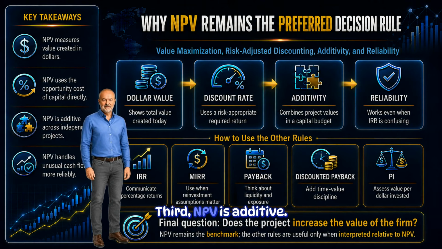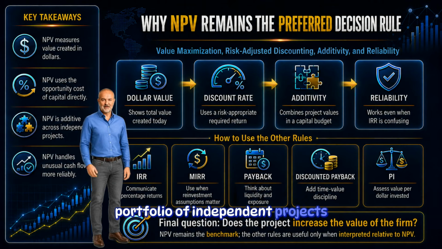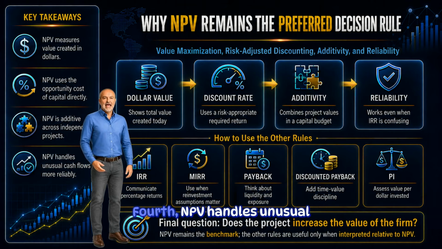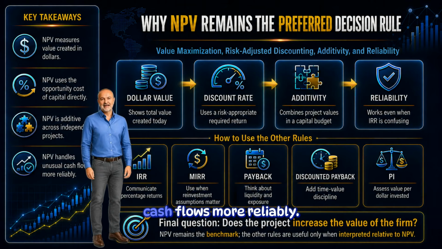Third, NPV is additive. The value of a portfolio of independent projects can be understood by combining the values of the individual projects after considering interactions. This property is essential for building a capital budget. Fourth, NPV handles unusual cash flows more reliably. Even when IRR is multiple, missing, or difficult to interpret, NPV can still be calculated using the appropriate discount rate.